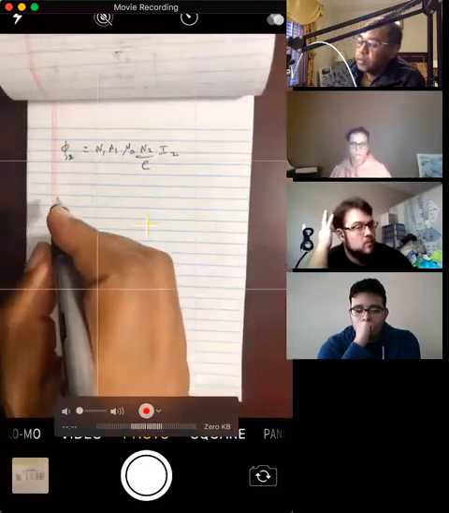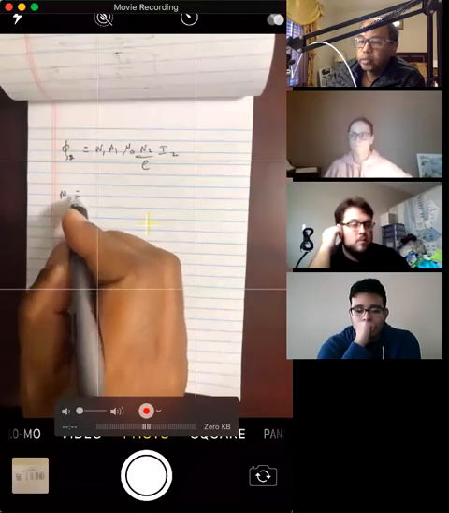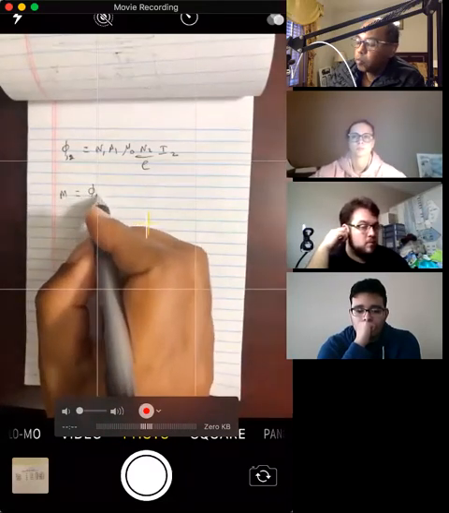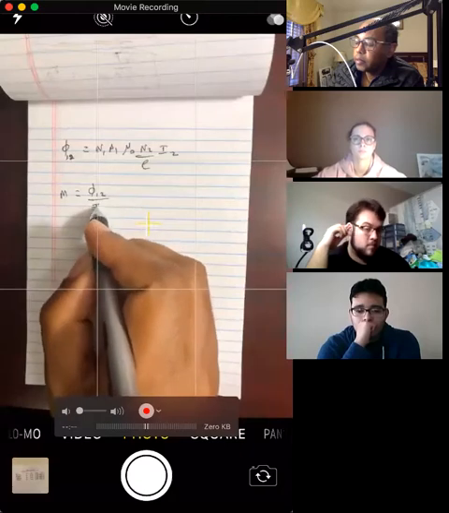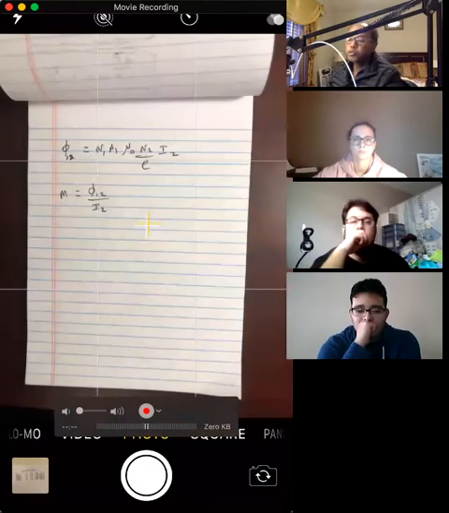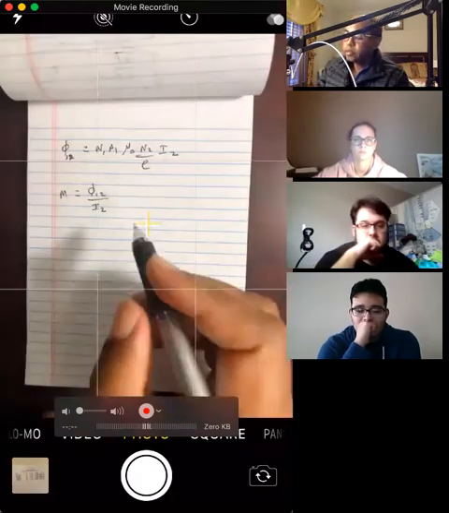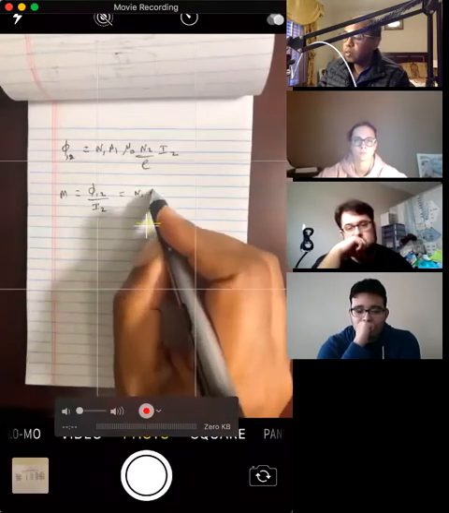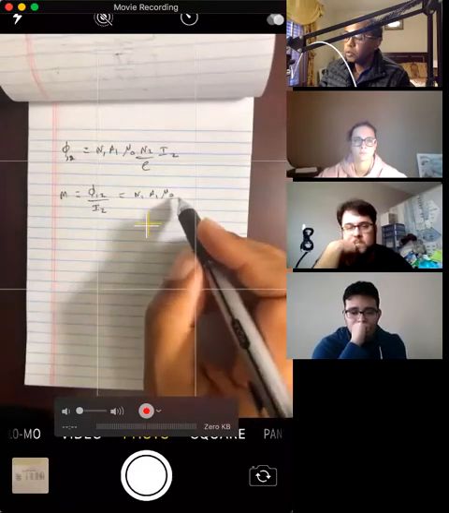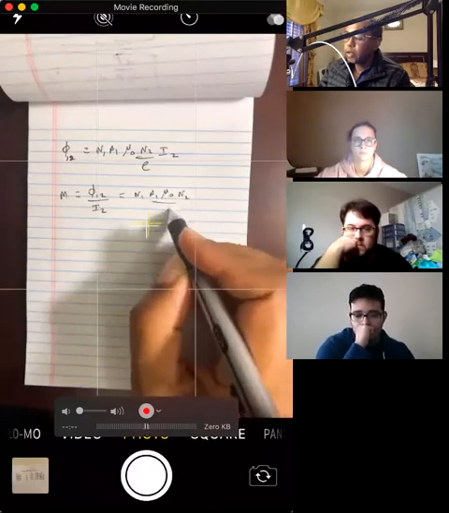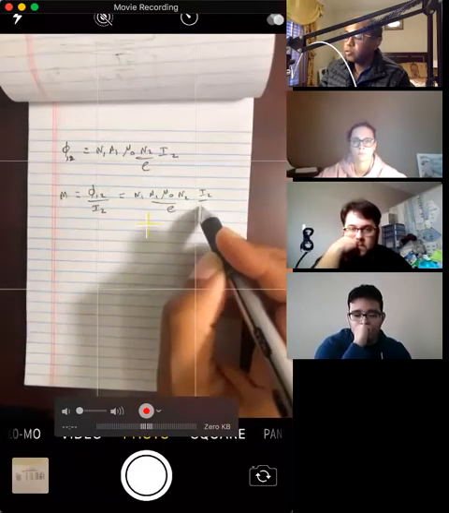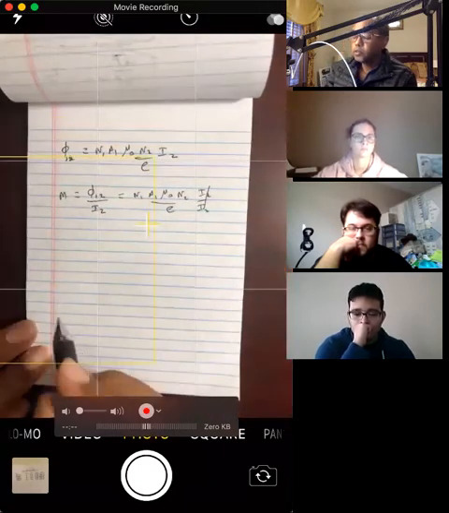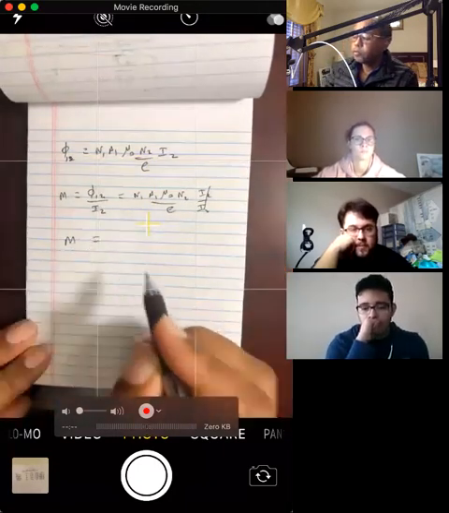So what is the mutual inductance? Mutual inductance is the ratio between the flux on 1 due to 2 divided by the current in 2. This is the definition of mutual inductance. So you divide this by I2. We get N1 A1 mu naught N2 over L, and I2 goes away. So this is the mutual inductance of the two coils.